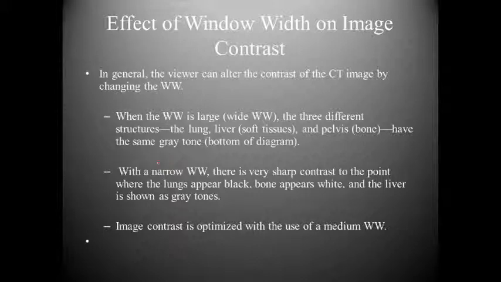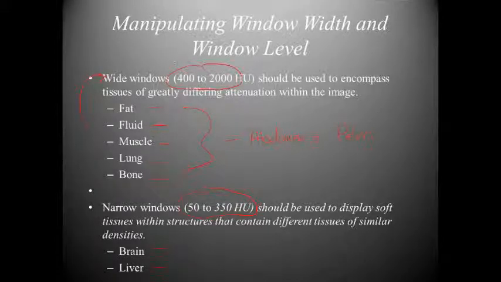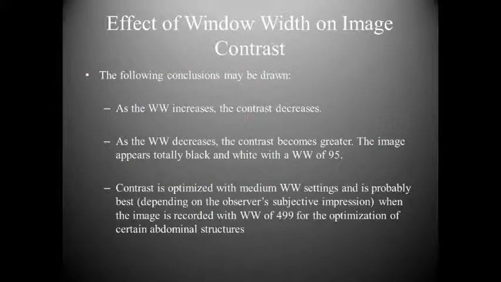Image contrast is optimized with the use of a medium window width. And so let's go back to this. 350 to 400 would be a medium window width, and that's where we typically will see an abdomen pelvis. The following conclusions may be drawn about the effect of window width on image contrast. As the window width increases, contrast decreases. And this is because we have more gray. As the window width decreases, the contrast becomes greater.